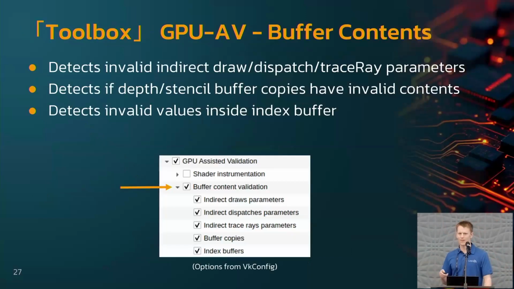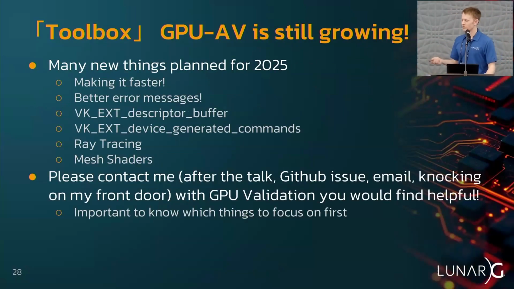And so there's various forms of this. There's the indirect parameters of draw indirect. If you do a copy into a depth stencil, if you don't have certain extensions, it has to be between 0 and 1, stuff like that. We check the contents of your buffer with the buffer content part of GPUAV. So GPUAV is still growing. We're excited to make it faster because we know it's not the fastest.